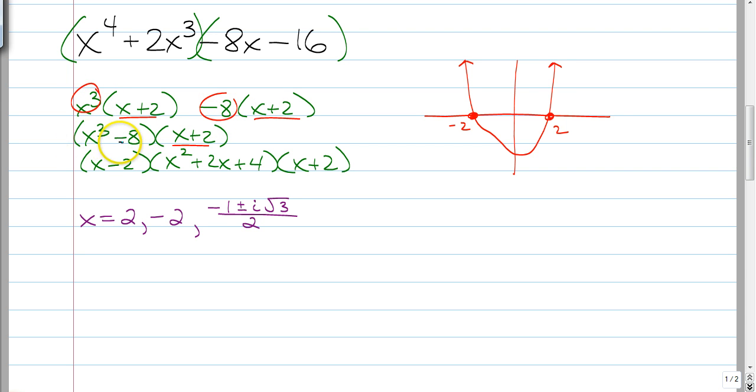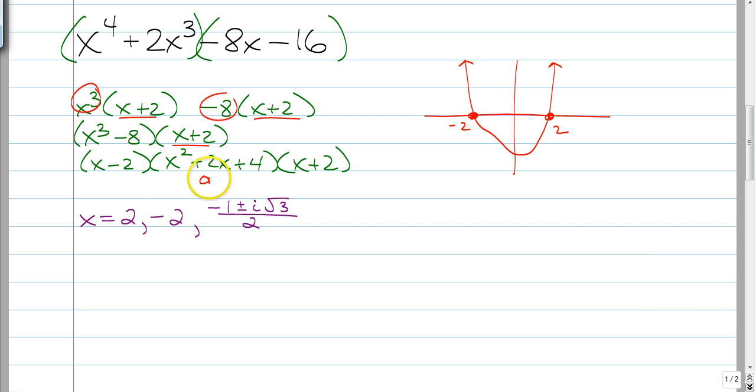But then you have an x cubed minus 8, so you have to use the difference of two cubes. Same, opposite, plus. Cube root of this is x, cube root of that is 2. Square them, put them in the front and the back, and 2 times x is 2x. And don't forget about your x plus 2 that you have already. And then you set all three of those terms equal to 0, and you'll get a 2, a negative 2.